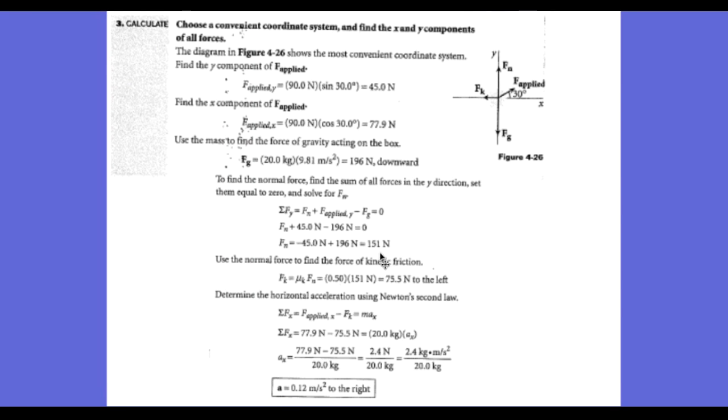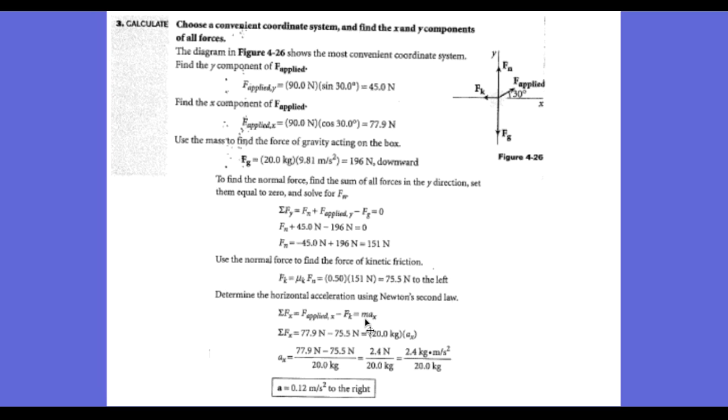Now I can use that in my equation for the frictional force, mu times the normal force. They told me the coefficient of friction was 0.5, so multiplying that by the normal force gives me 75.5 newtons of friction, which is my Fk. And that's to the left. So when I sum my forces in the x direction, the x component of the applied force is positive and the kinetic frictional force is negative, and that equals mass times acceleration.